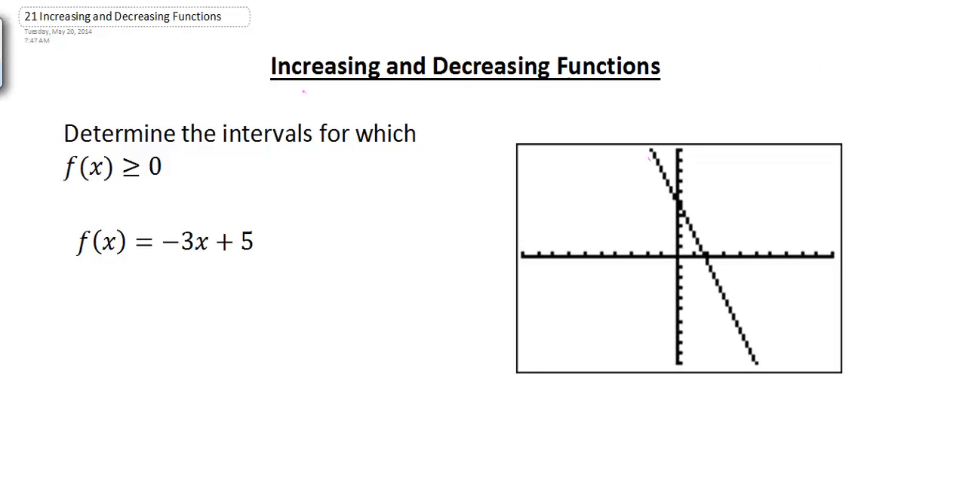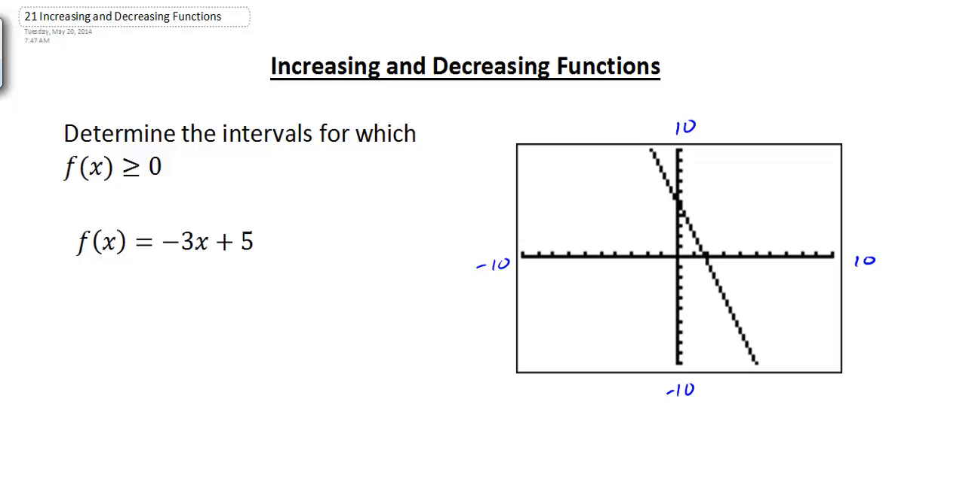Here in this video, we're going to look at identifying the intervals for where our functions are increasing and decreasing. Though before we look at that, I want to look at another problem first here. We're given the function f of x equals negative 3x plus 5, which is simply a straight line over here. And here's the graph, and it's going from negative 10 to 10 on the x, and this is negative 10 to 10 on the y-axis.